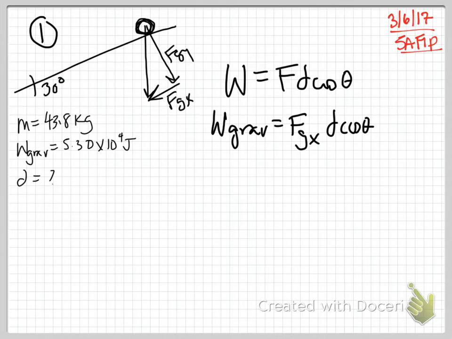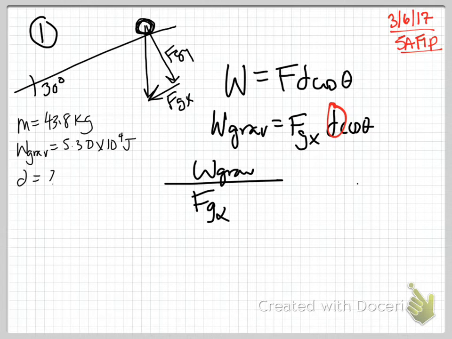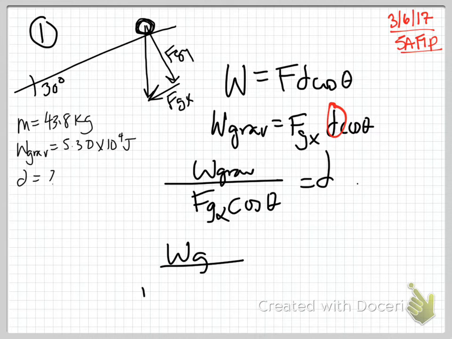Okay, so we've got that. Now we're solving for the distance. So we can say then that the work done by gravity divided by F of gx cosine theta equals distance. Notice that I kept that cosine theta in there, and we're going to talk about why, and this is the part that I realized wasn't clear. So F of gx, of course, is mass times gravity times the sine of 30 degrees. Okay. Where does that cosine theta come in?